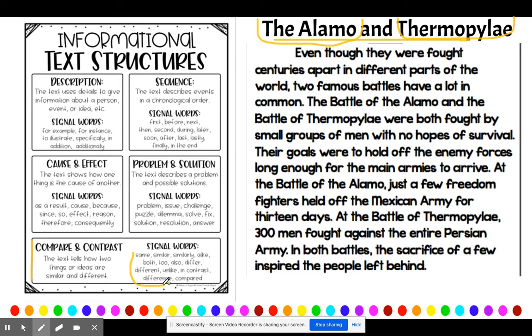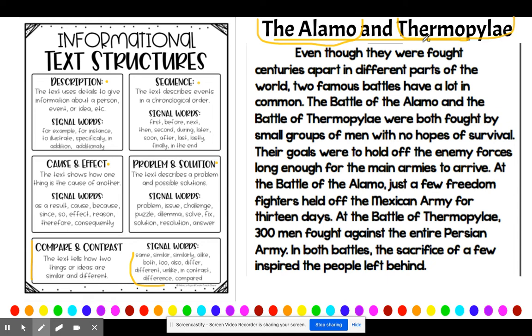Okay. It doesn't always mean that though, right? It could be telling me the history of the Alamo and Thermopylae. It could be sequence. It could just be describing what happened there. It could be telling me the cause and effects. It could be telling me the problem and solutions with those wars. But we don't know until we read it. But things like the titles, those text features, they can help me narrow down where I need to be looking.